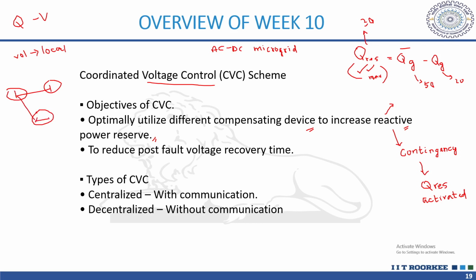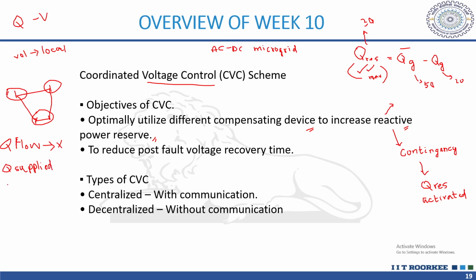So even though the active power is transferred within this inter area, active power flow is recommended, but reactive power flow is not recommended because it leads to additional losses. Reactive power flow is not recommended. It is recommended that Q be supplied locally wherever it is demanded.